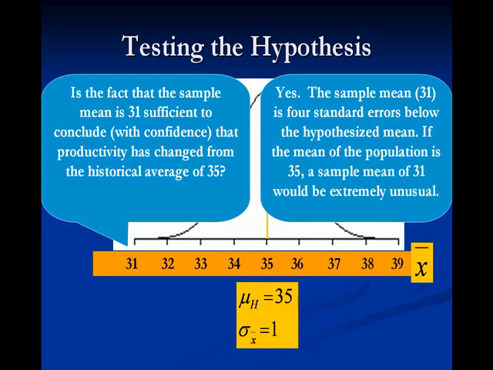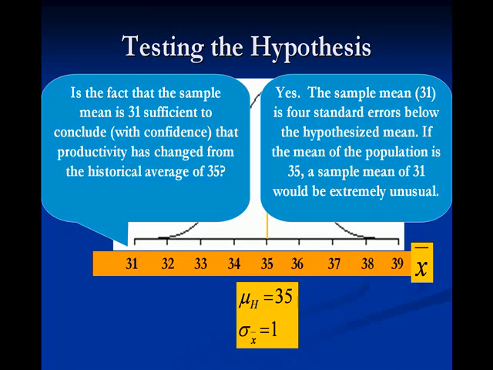We can't be certain that it's not 35, but we can be highly confident because the area below 31 is going to be very close to 0. This wording here where it says if the mean of the population is 35, the sample mean of 31 would be extremely unusual. In later slides we'll start talking about that as the p-value. So you might want to consider just the meaning of that.